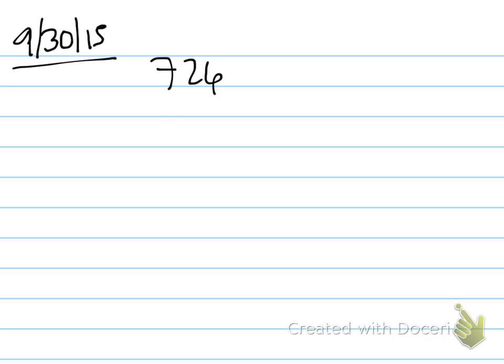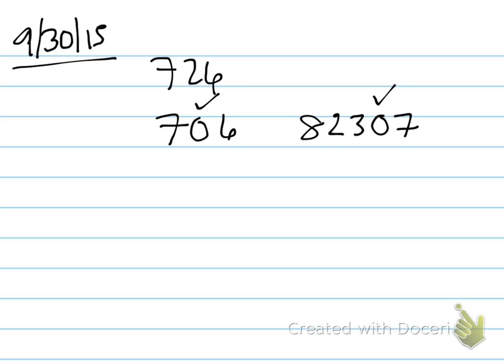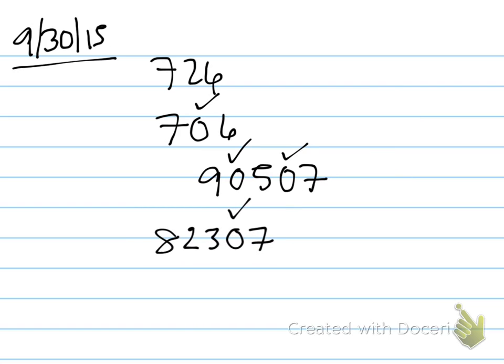Between two non-zeros, a zero is significant, always, 100% of the time. 82307, that is significant. 90507, yes, significant. Okay, so that one's usually fairly easy, straightforward. Let me sort of line these up.